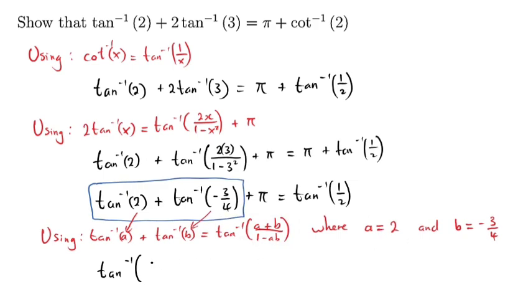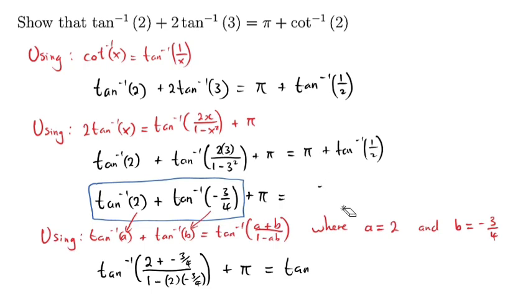So tan inverse of A, which is 2, plus B, which is negative 3 over 4, divided by 1 minus the product of the two, that is 2 times negative 3 over 4. Remember, there's still a pi there. So plus pi, and this is equal to the tan inverse. I think I forgot to put the pi here. Let me just include it right here.